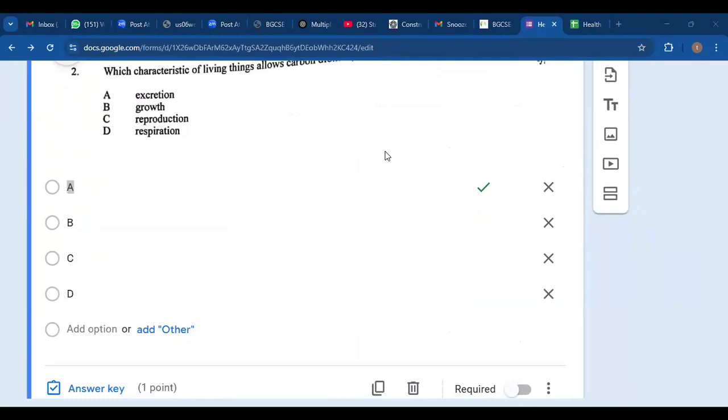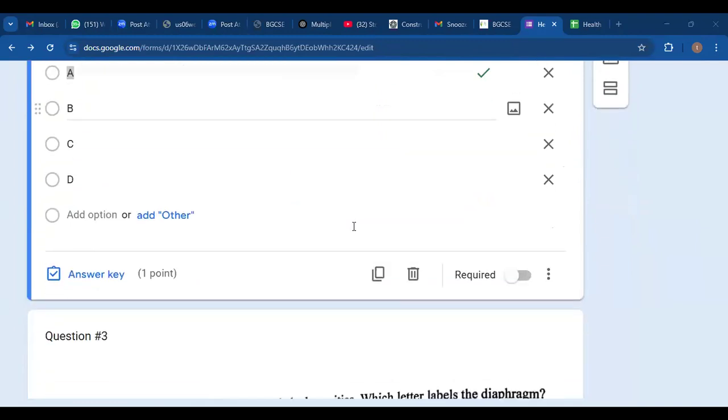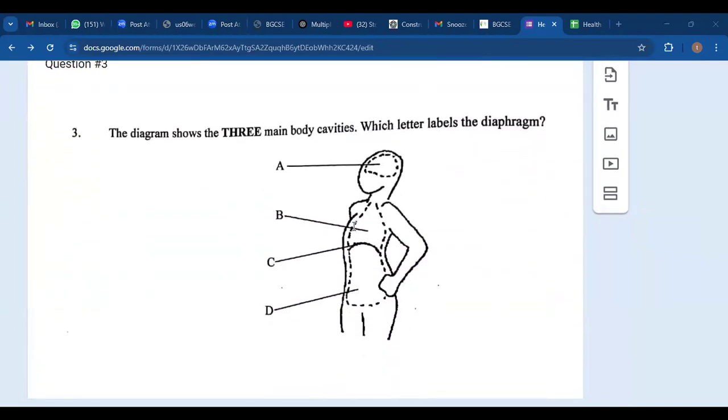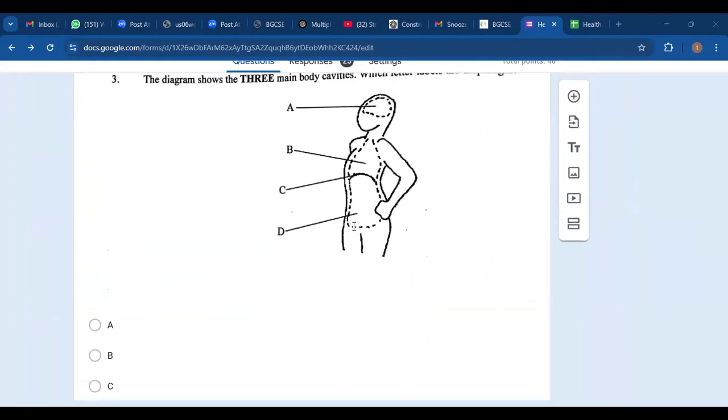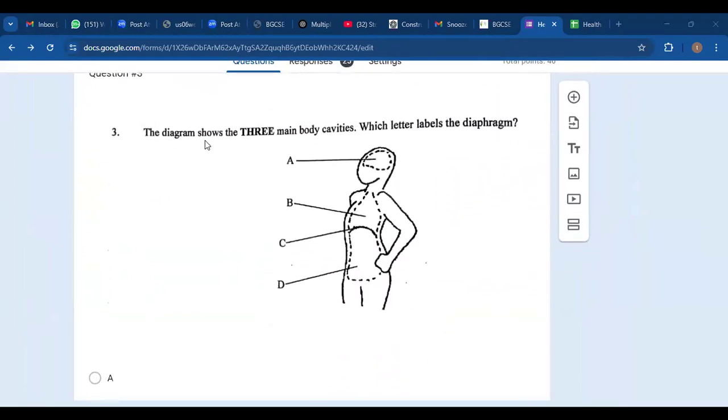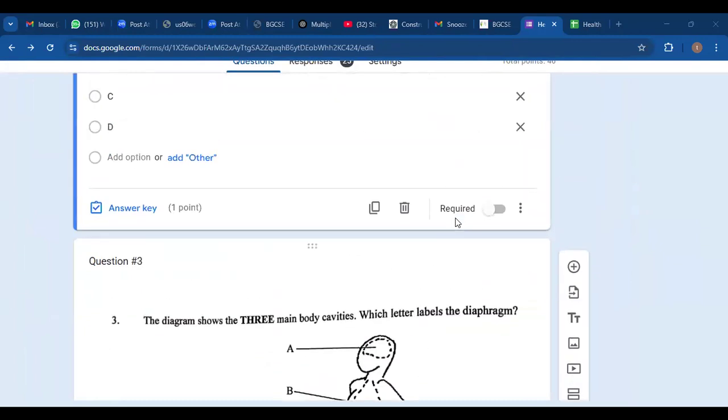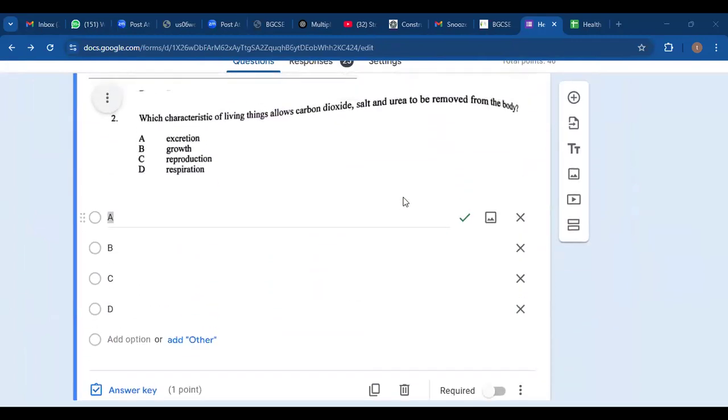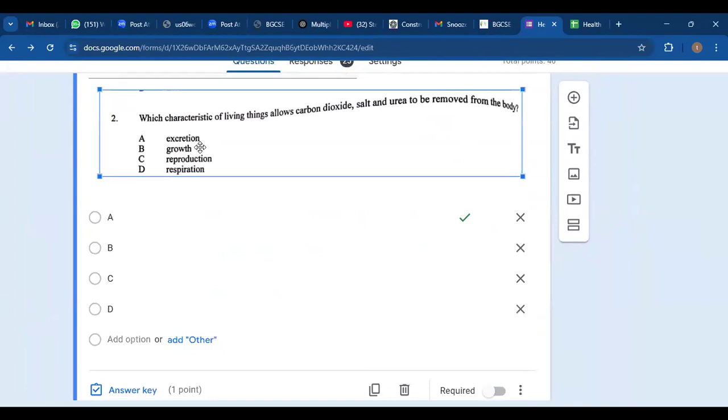Let me put the quiz inside the chat again. Are y'all doing this with me or not? Let me know. Yes, sir, I am. All right. Name. Sorry, the diagram shows 3 main. You put B for the last one? I put A. A, excretion.